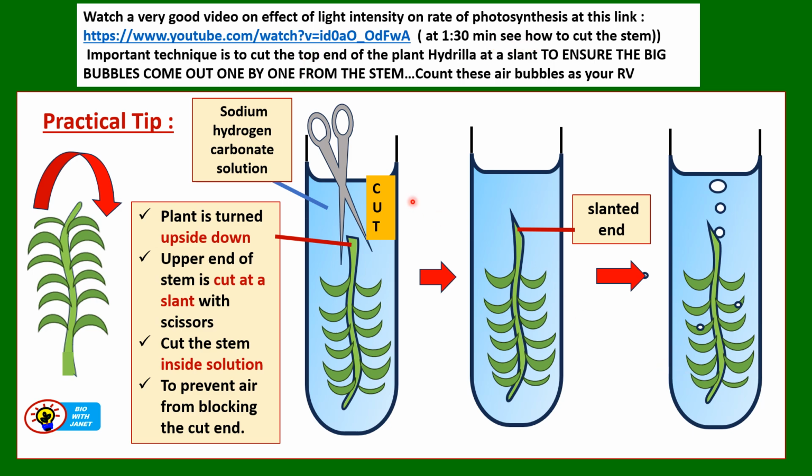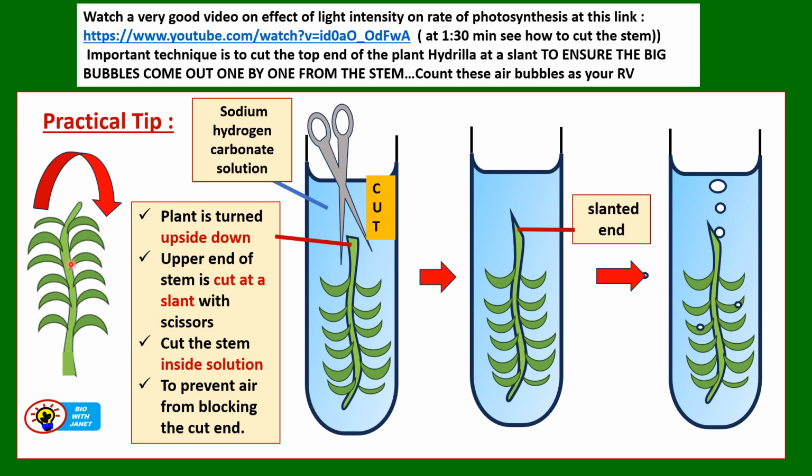There's a technique here. And the important technique is to cut the top end of the plant, the Hydrilla plant, at a slant inside the sodium bicarbonate or sodium hydrogen carbonate solution. It's the same word, same meaning. So inside the sodium hydrogen carbonate solution, not outside. If it's outside, then air from outside may get in. Okay. So first you turn the plant upside down. This is what they do in the practicals, for those from other countries that teach the GCSE level syllabus.